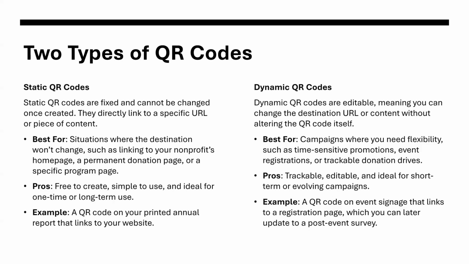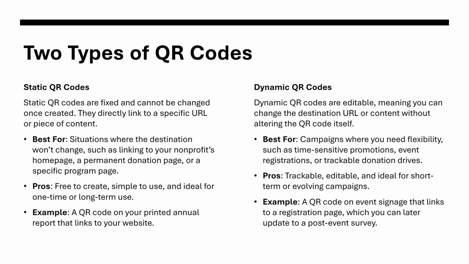The dynamic QR codes are editable. That means you can change the destination URL, where they're going, or content without altering the QR code itself. They're best for campaigns where you need flexibility, such as time-sensitive promotions. They're great for events because events will change each year, and they're trackable with donation drives. I love them, especially for events and things where they're annual and you need to change the time and the details. Fantastic for that.